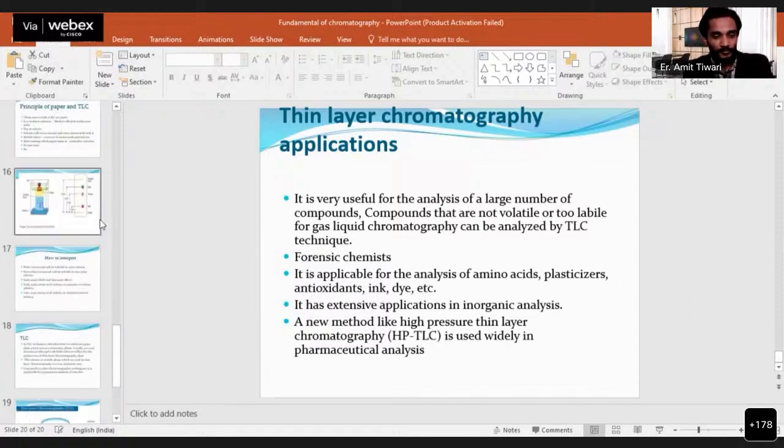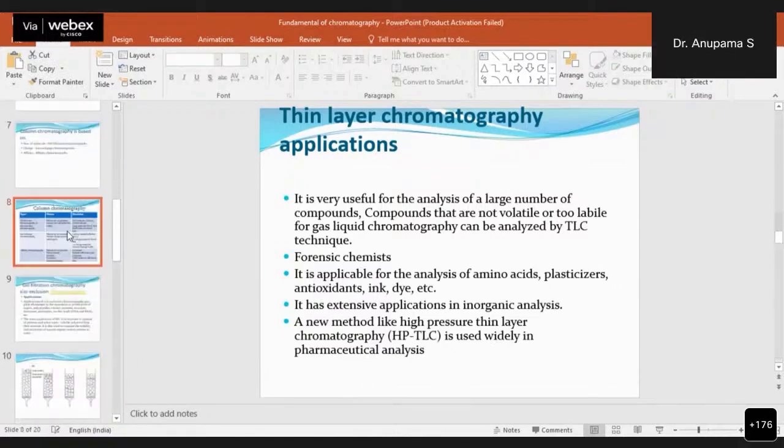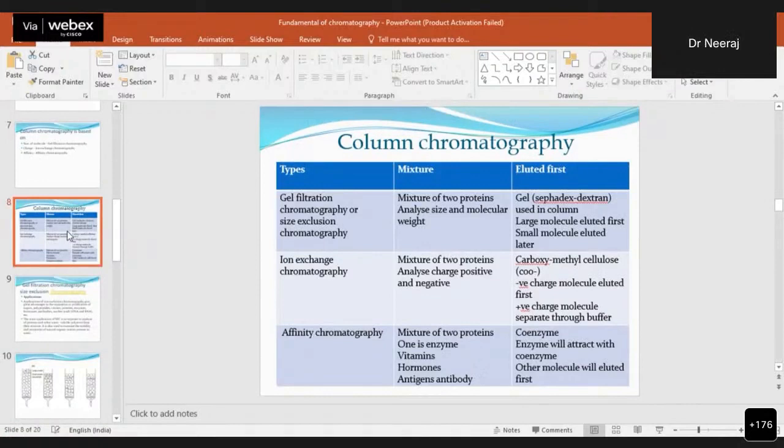Hello, sir. When can we use the gas chromatography technique, GC? Sorry, I didn't understand. When to use GC, gas chromatography? Yes, sir.